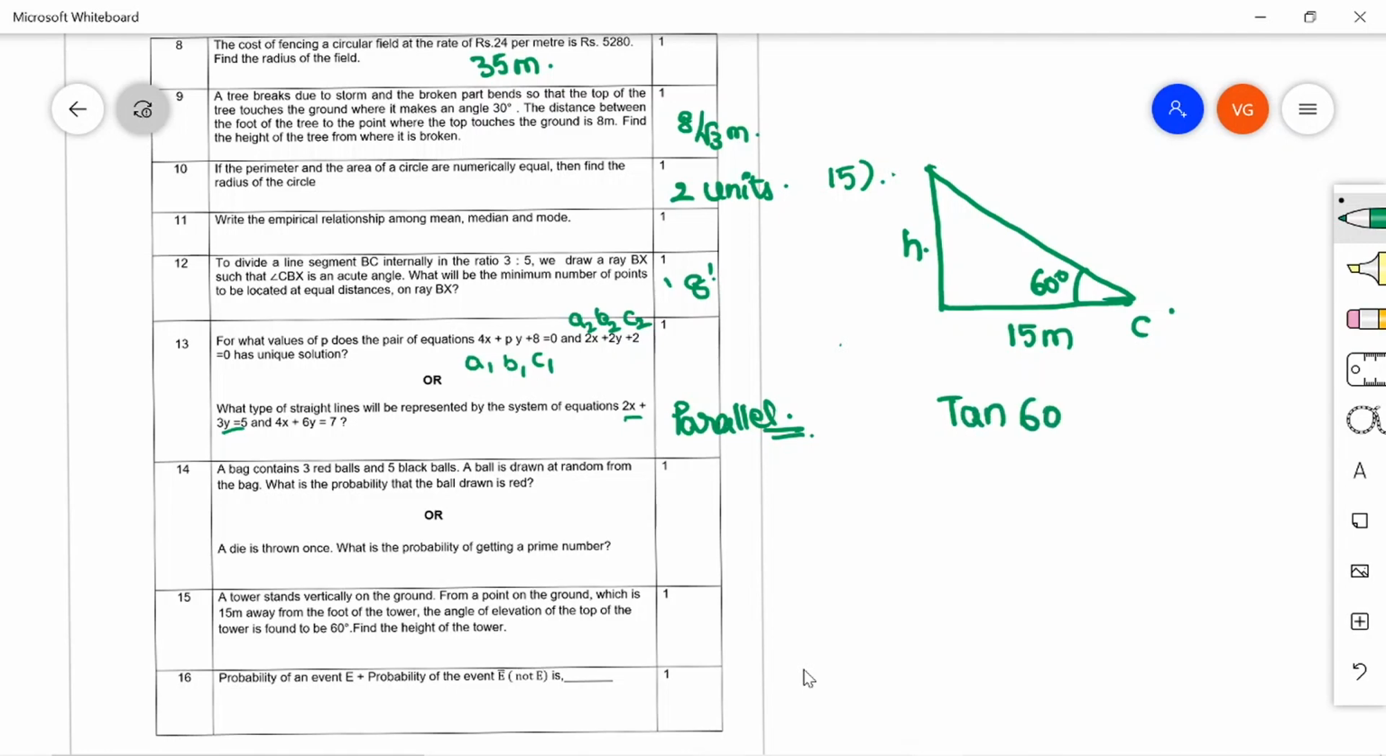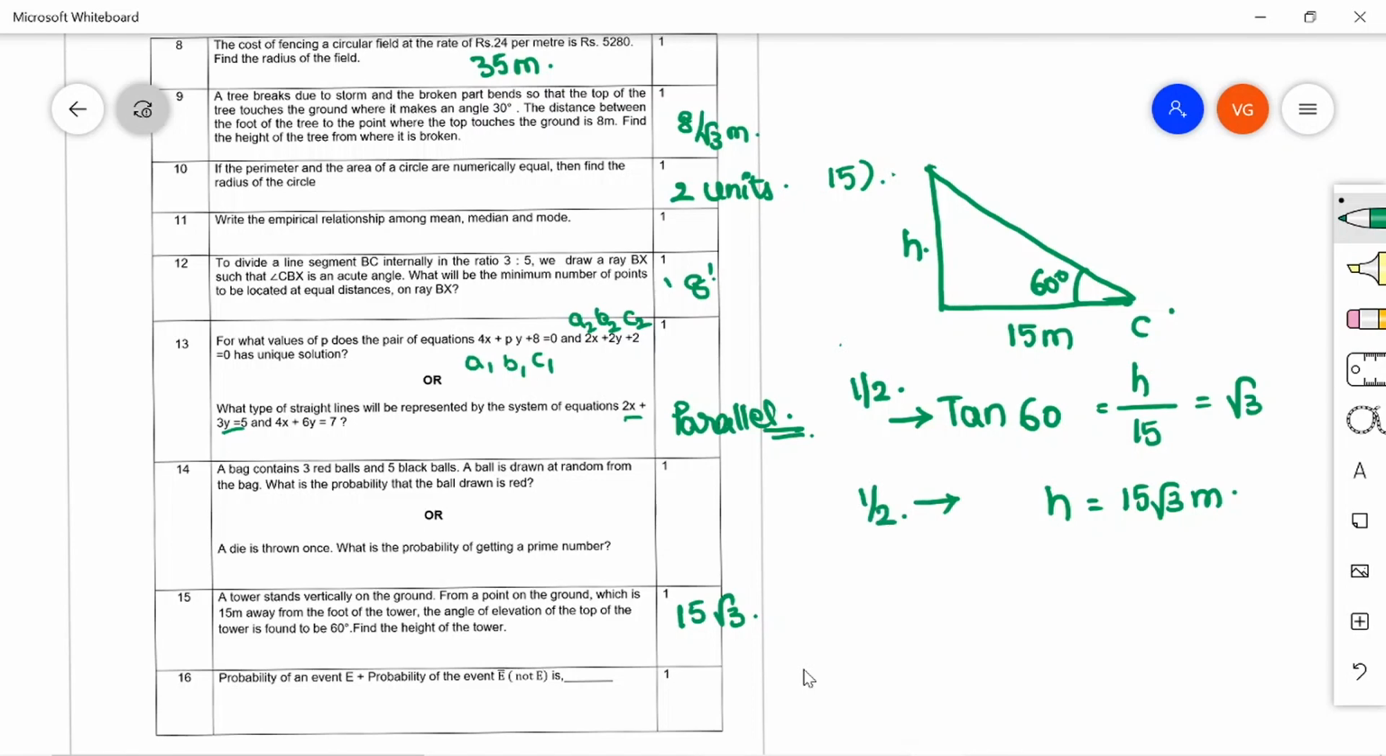So tan 60, simple, that is nothing but h by 15. So tan 60 is root 3. So h is equal to 15 root 3 meter. So the answer for this question is 15 root 3. So once you write tan 60, this condition, you will get half mark, and finding the height, you will get half mark for this question.